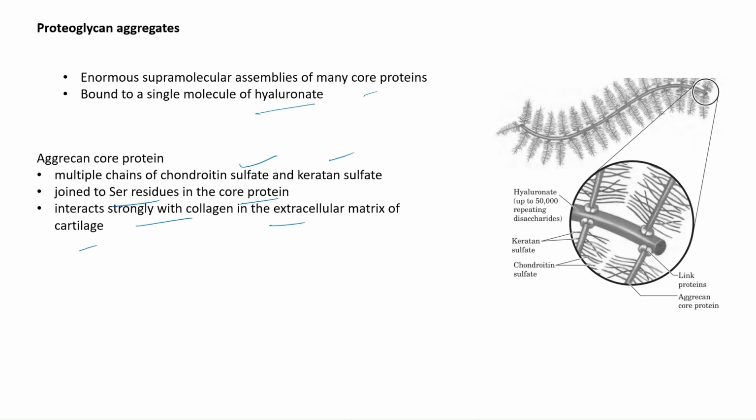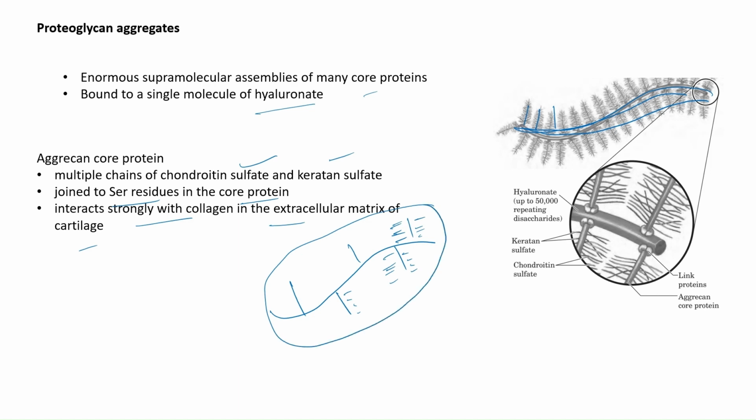If you see the diagram, this is a hyaluronate. This center line is of hyaluronate. Like this, keratan sulfates are attached, and with this, chondroitin sulfates are attached. So this forms the aggregate core protein. Because it is an aggregation of many proteoglycans, and also proteoglycans with other proteins like elastin and fibronectin, they form a cross-linked meshwork which gives the extracellular matrix high strength.